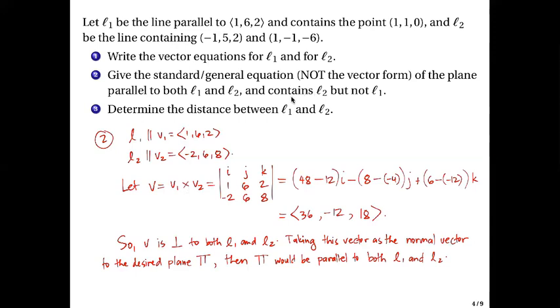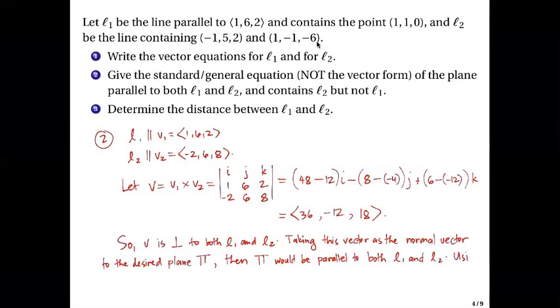Next, your pi must contain L2 but not L1. So we will get a point from L2 which is not on L1. And I remarked earlier that L2 and L1 are skew lines, which means they do not intersect. And therefore, we can just get any point from L2. We are given 2 points here, so we can use them. Let us use the other point this time, 1, negative 1, negative 6.